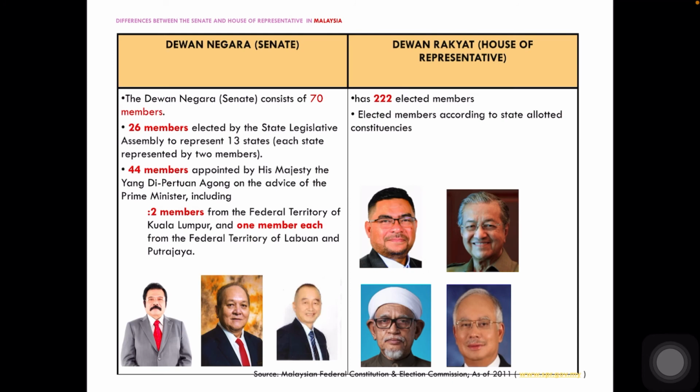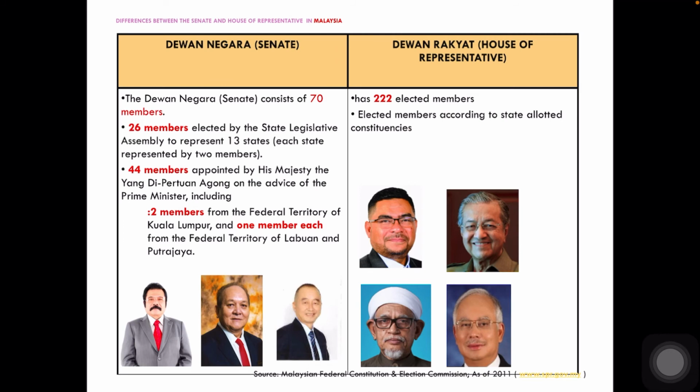So, the Dewan Negara ataupun kita panggil the Senate consists of 70 members ataupun members ni dikenali sebagai senator. So, 26 members elected by the State Legislative Assembly to represent 13 states. So, each state represented by 2 members. Meanwhile, for the 44 members being appointed by Yang di-Pertuan Agong on the advice of the Prime Minister. So, 44 senator ni adalah termasuk dua senator daripada wilayah Persekutuan Kuala Lumpur dan setiap satu daripada wilayah Putrajaya dan juga wilayah Labuan. Dan kita akan tengok Dewan Rakyat.